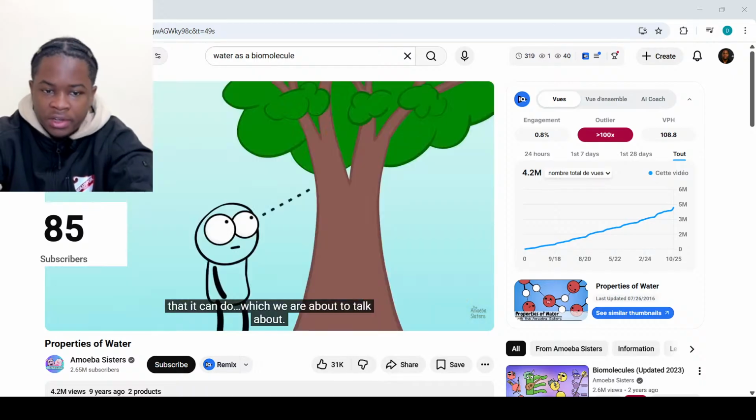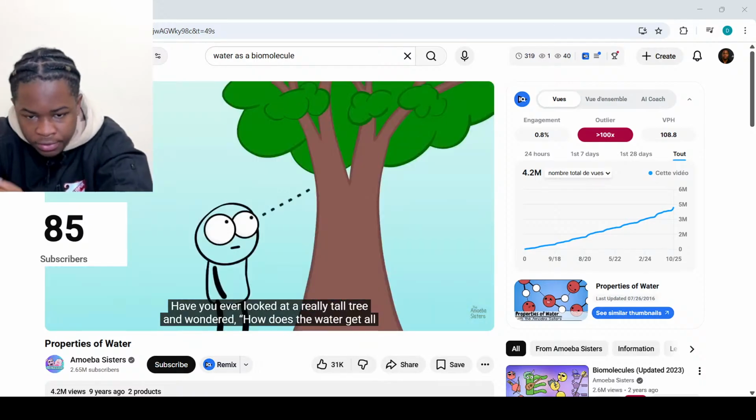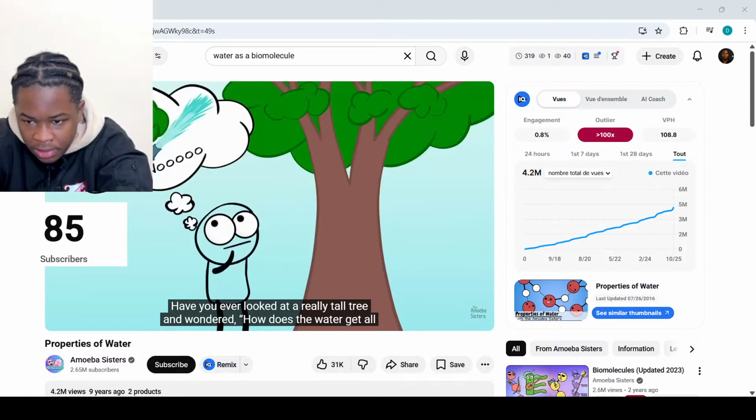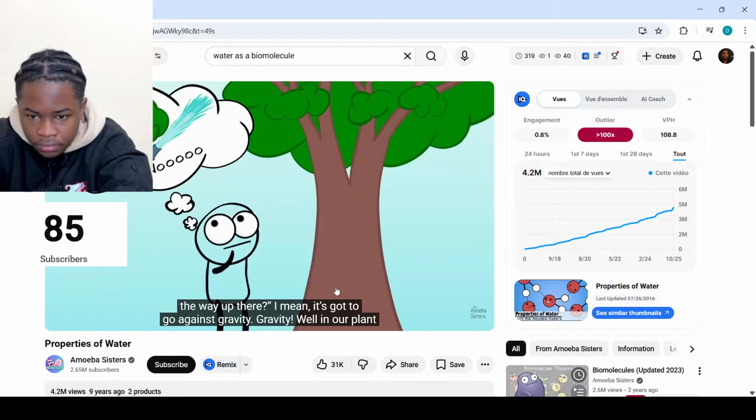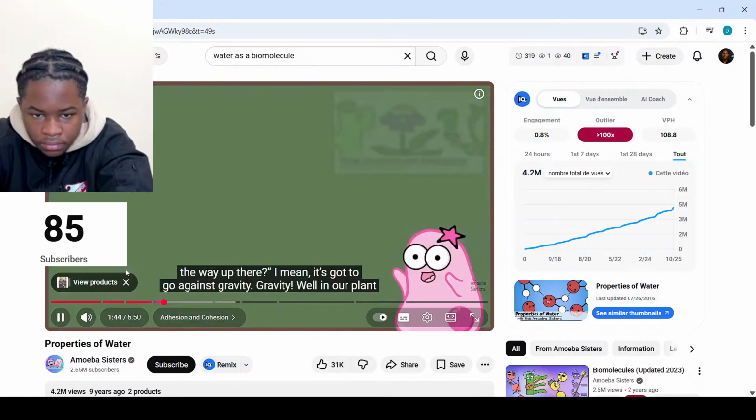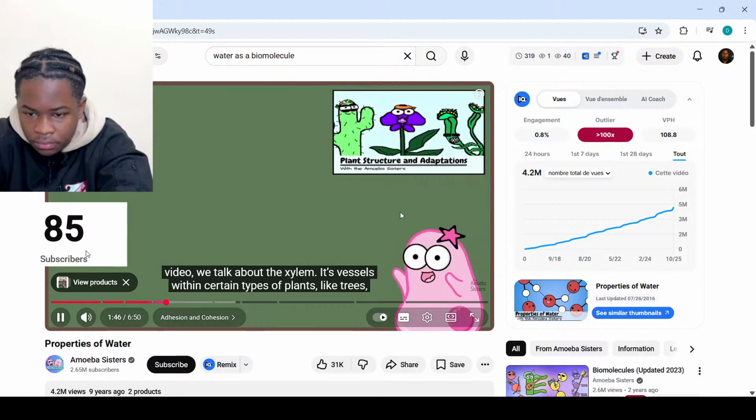Have you ever looked at a really tall tree and wondered, how does the water get all the way up there? I mean, it's got to go against gravity. Well, in our plant video, we talk about the xylem.